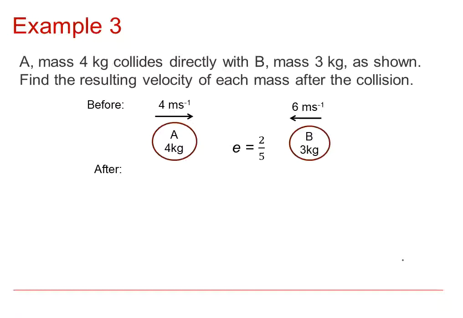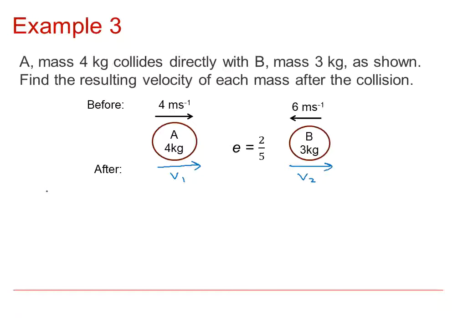In this example, we have a mass A of 4 kilograms that collides directly with mass B, which is 3 kilograms, as shown. We need to find the resultant velocity of each of the masses after the collision. We know they are travelling towards each other as shown. We know that the coefficient of restitution is 2/5. We don't know their velocities afterwards. So I am going to make an assumption that A will keep on going with a velocity of v1 and that B will end up moving to the right with a velocity v2. And if those decisions are wrong, I would expect a negative answer.